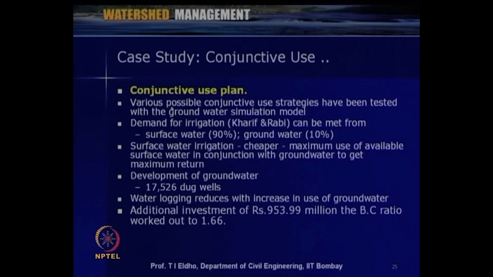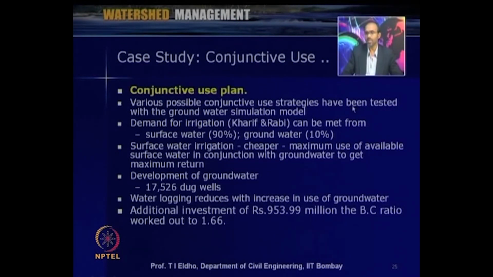Then conjunctive use detailed plans were made. Various possible conjunctive use strategies have been tested with the groundwater simulation model of the area. A model has been developed by the authorities. The irrigation demand for Kharif and Rabi can be met from surface water: about 90% of the demand can be met from surface water, and groundwater about 10%.